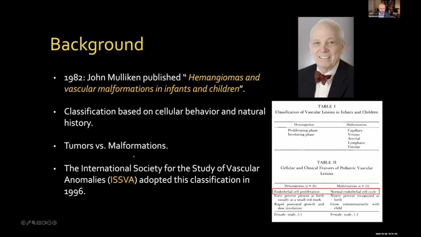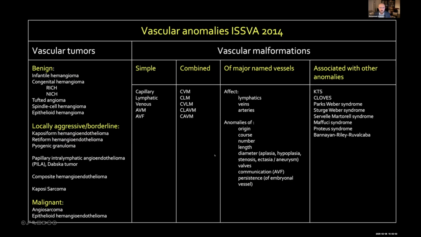14 years later, the International Society for the Study of Vascular Anomalies, the ISSVA, adopted this classification. We're still using this classification until today. And this is the ISSVA classification. This is the 2014 version, and the new version will be out hopefully this year. It will be revised. It will still have the big category of tumors versus malformations, but they'll be adding more diseases and some additional insights. But tumors versus malformations is a big deal when it comes to vascular anomalies.